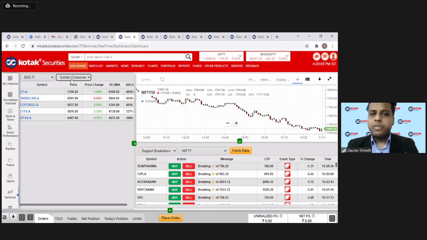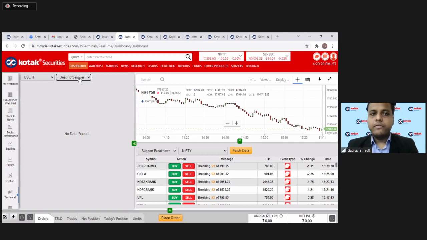Similarly, vice versa, if a 50-day moving average is crossing below the 200-day moving average, it will show as a death crossover. So these are the two main features available in the technical screener part. Then you have overbought and oversold stocks. If there is any stock in an overbought or oversold zone, then it will show up in the overbought and oversold section. So these are the things related to the technical part in the dashboard.